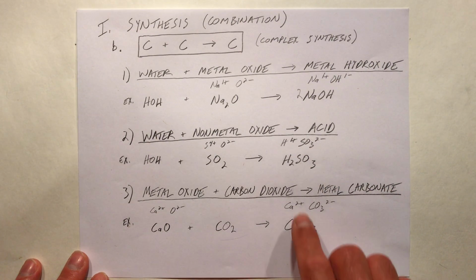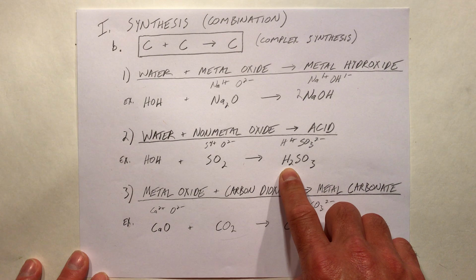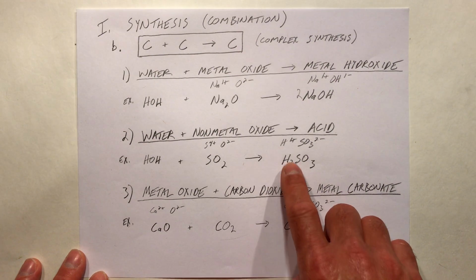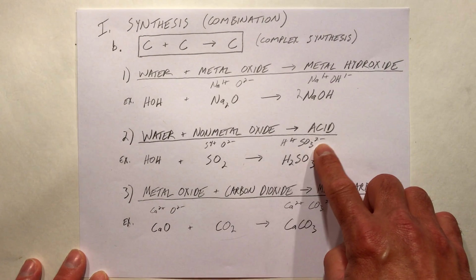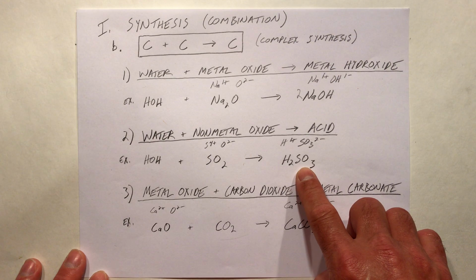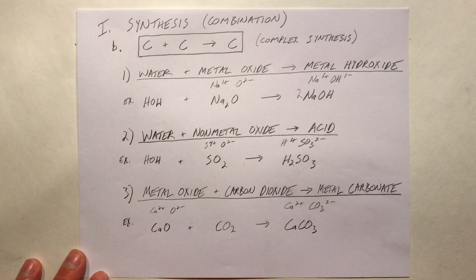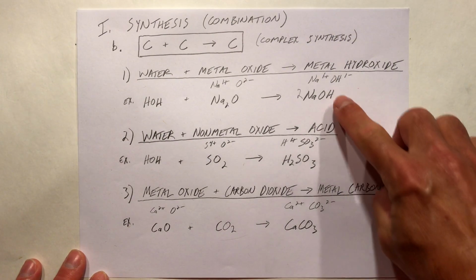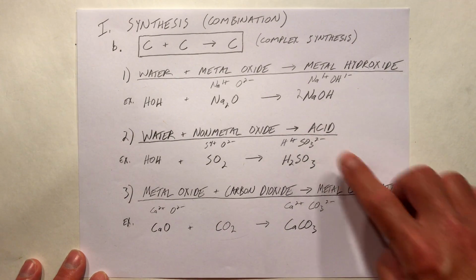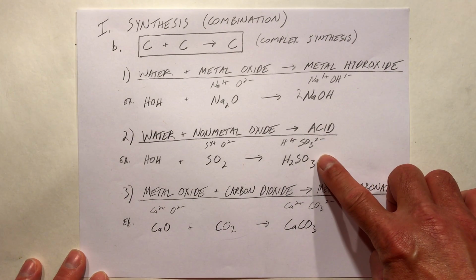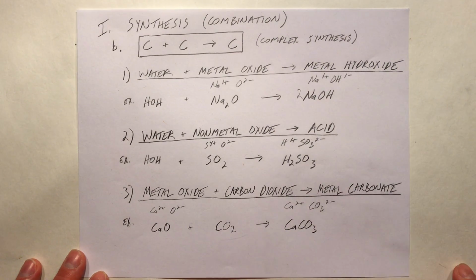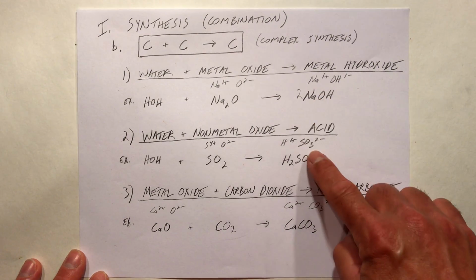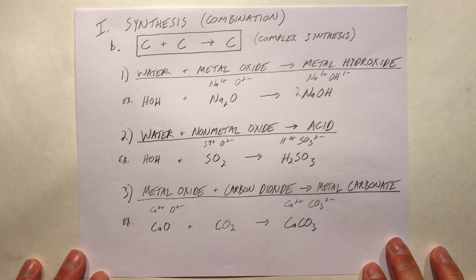So very often we can say that if the formula begins with an H, it's likely an acid. So here we have H1+, the positive part of the acid, combining with SO3 2- and giving us the formula H2SO3. Now once again, whenever we predict the product of a reaction, we couldn't be sure that that's the actual product until we go into the lab and test for it. So this is just a prediction. These are always predictions of what the products would be.